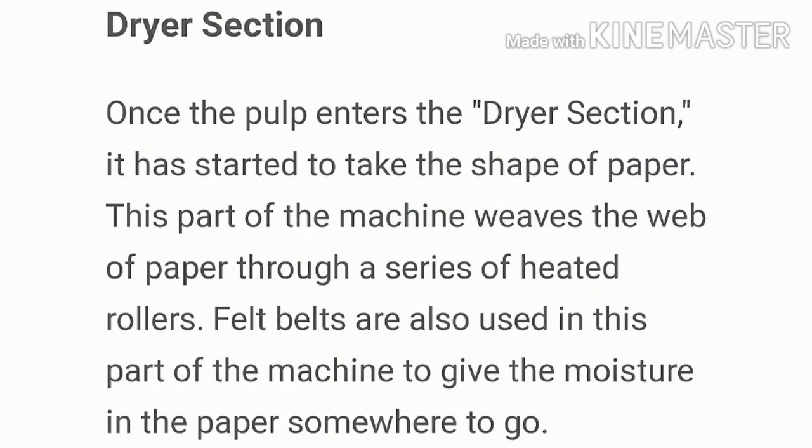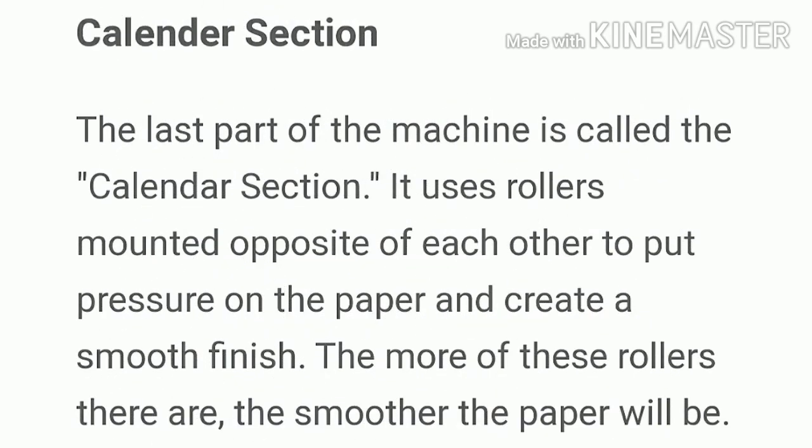Dryer section. Once the pulp enters the dryer section, it has started to take the shape of paper. This part of the machine weaves the web of paper through a series of heated rollers. Felt belts are also used in this part of the machine to give the moisture in the paper somewhere to go. Calendar section. The last part of the machine is called the calendar section.